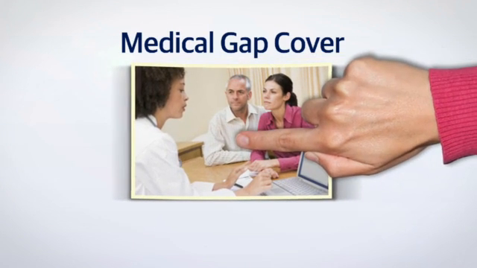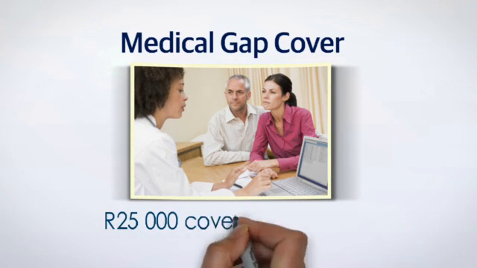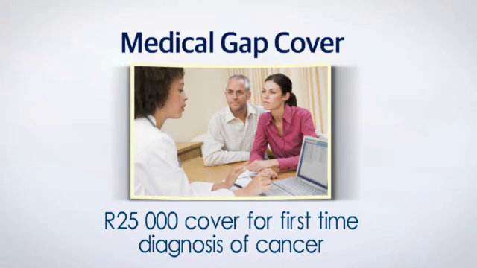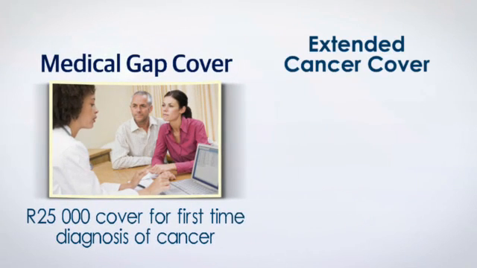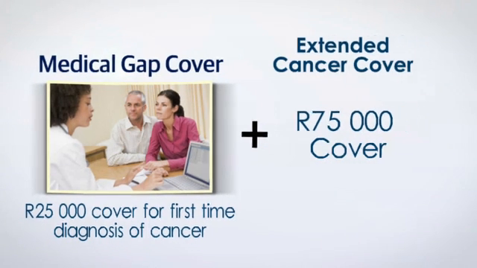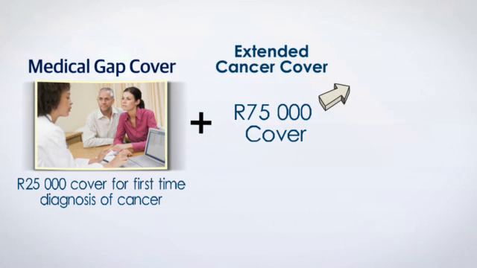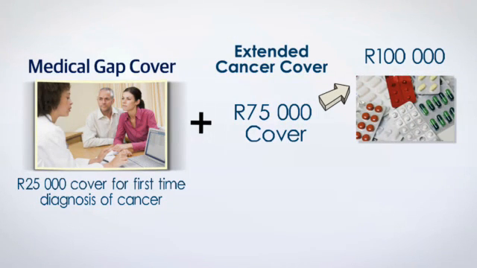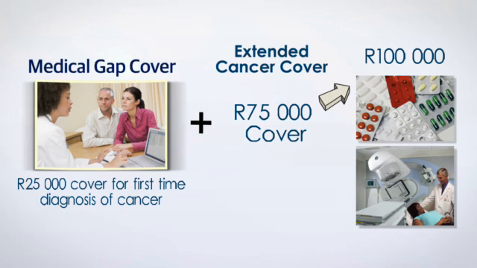The standard benefit offered by your medical gap cover pays out 25,000 Rand in the event that anyone insured under the policy is diagnosed with cancer for the first time. The extended cancer cover increases this cover amount by 75,000 Rand, bringing the total cancer cover to 100,000 Rand per individual. This benefit is paid out in a single amount on diagnosis and is intended to assist in covering the costs of expensive oncology drugs and related treatments not covered by your medical scheme, but it is not dependent on actual treatment costs and can be used for any purpose you like.